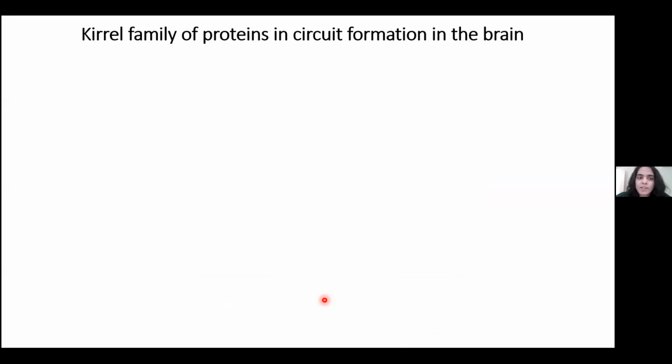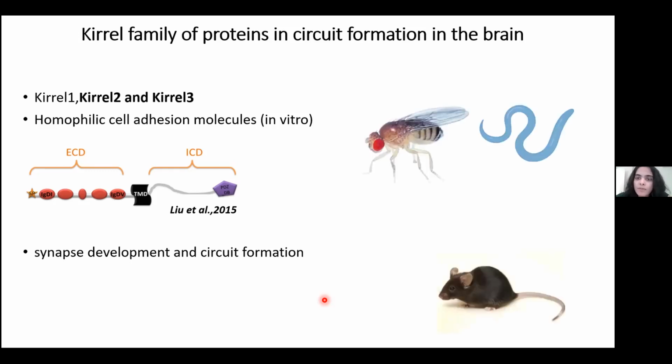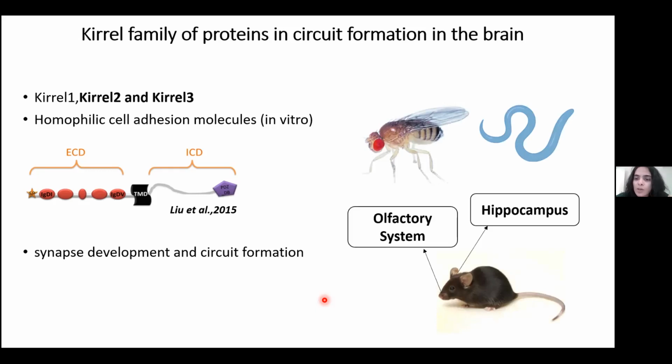This family constitutes 3 members, KRLs 1, 2, and 3. In my project, I focus on KRL 2 and 3. They've been shown to possess a homophilic cell adhesion property, meaning KRL2 binds to KRL2 and KRL3 binds to KRL3 in vitro. They've been shown to play a role in synapse development and circuit formation in flies, worms, and mice. Within the mouse model, they've been shown to play a role in synapse formation in the hippocampus and the olfactory system. And I focus on the olfactory system.